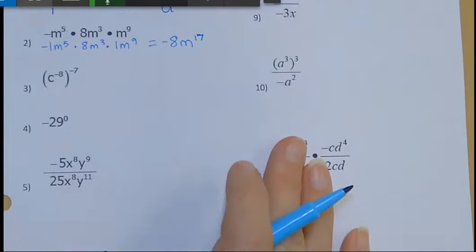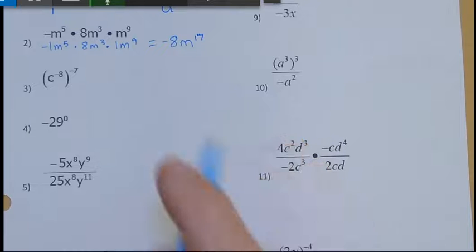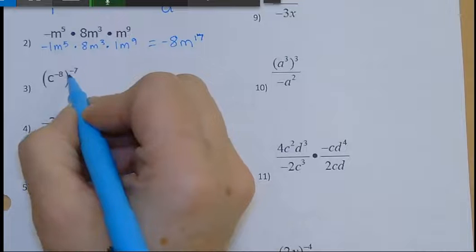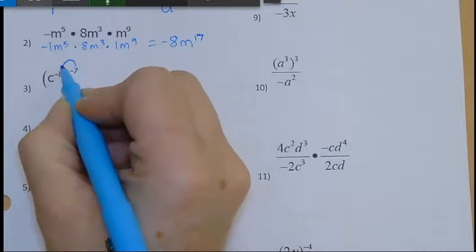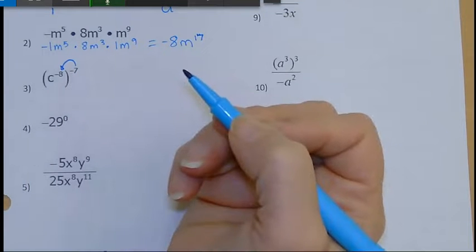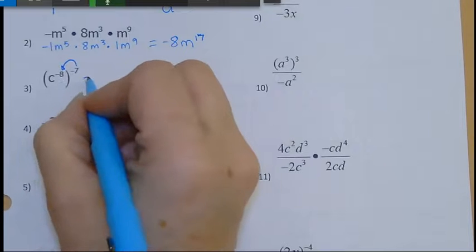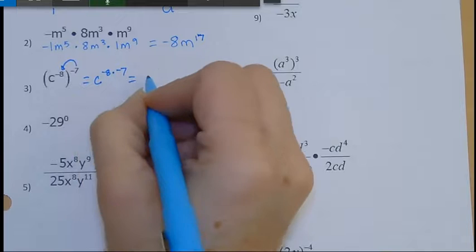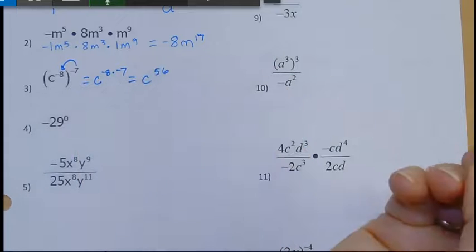Okay, looking at number 3, we're going to use the power to the power, or power of a power rule. So we multiply our outer exponent times any exponent we can find inside the parentheses. So this is simply c to the negative 8 times negative 7, which equals c to the positive 56.